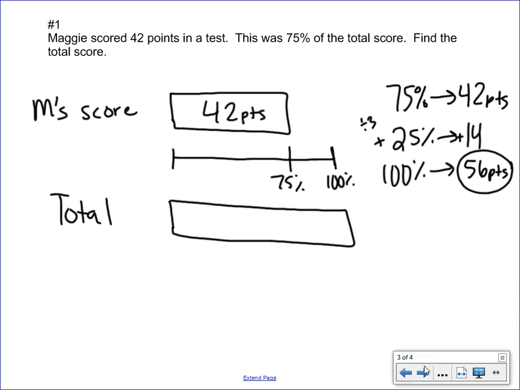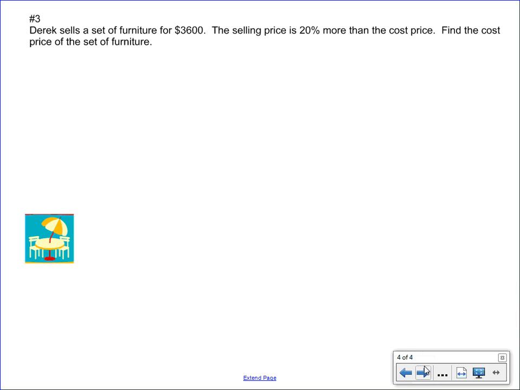Okay, all right, let's look at number 3. I need a reader. Cormac. Okay, Derek sells a set of furniture for $3,600. The selling price is 20% more than the cost price. Find the cost price of the set of furniture. The cost price of the set of furniture.